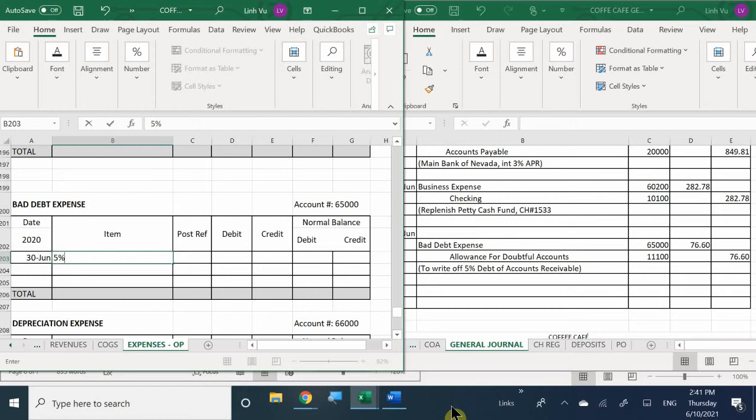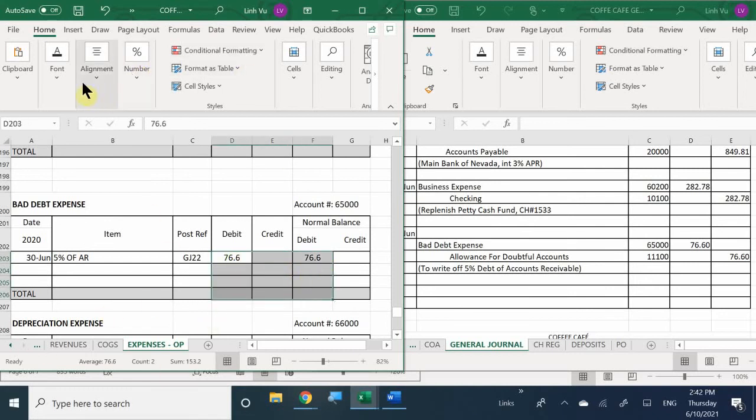Go ahead. Yeah, I was just going to say, I just put the same note as I did in my general journal. Yep, that's what I was going to say: 5% of accounts receivable. General Journal 22. Thank you. For the $76.60 debit, and that brings our debit to $76.60.